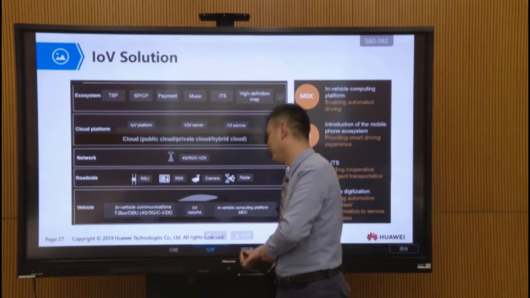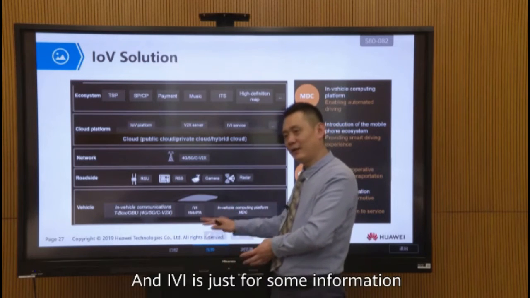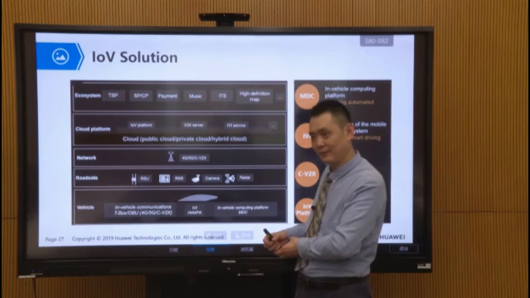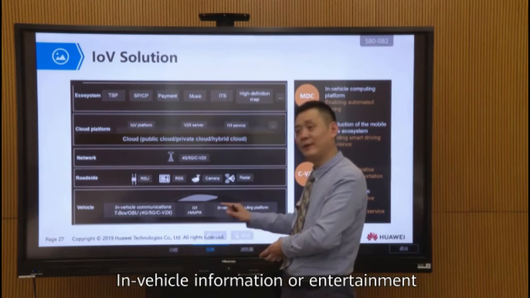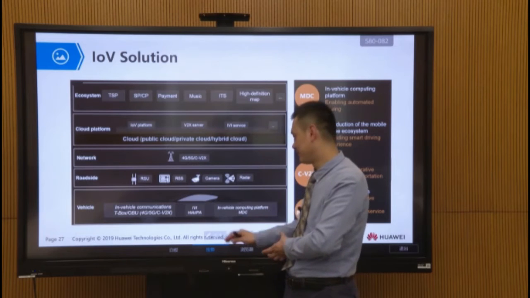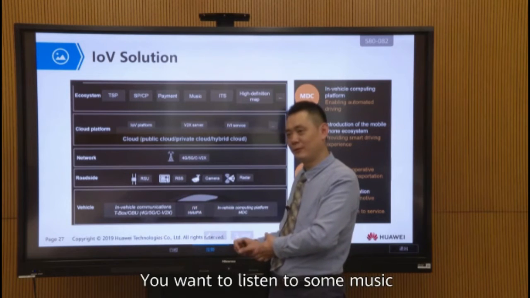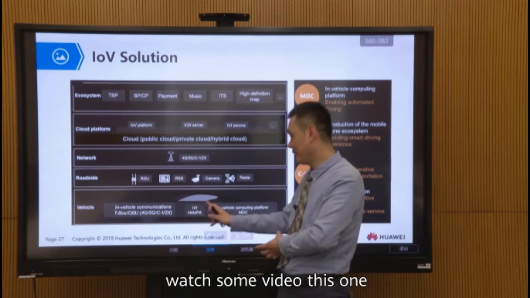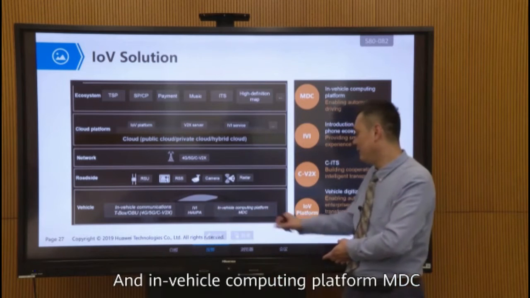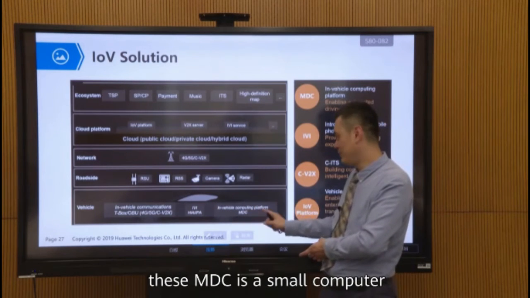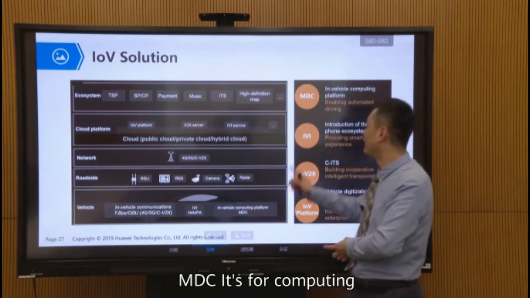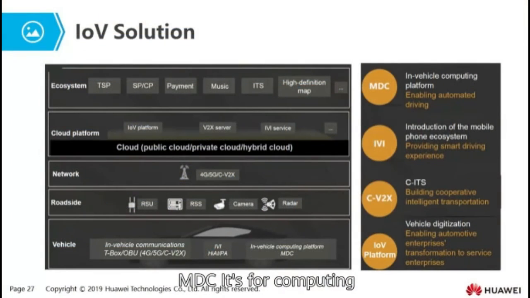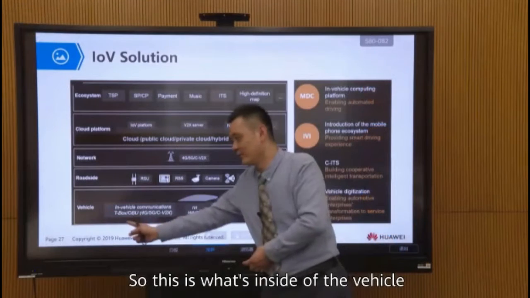And IVI is just for some information. In-vehicle information or entertainment. You want to listen to some music, watch some video. This one. And the in-vehicle computing platform, MDC. This MDC is a small computer, okay? Mobile digital computer, MDC. It is for computing. So this is what's inside of the vehicle.